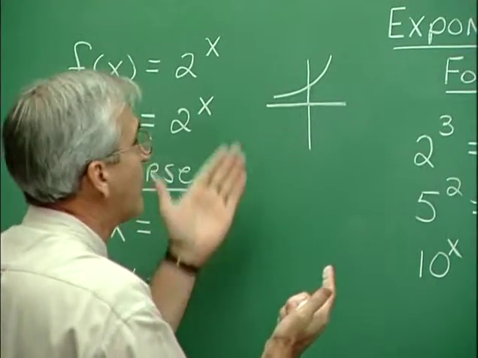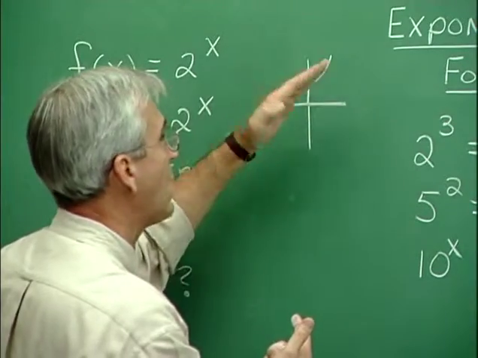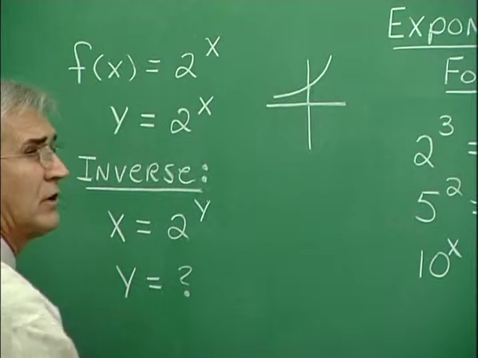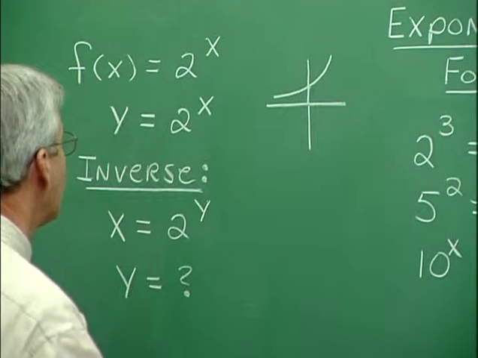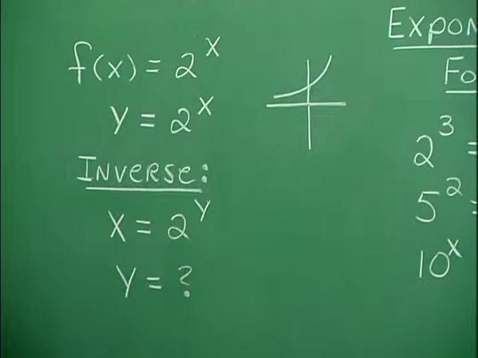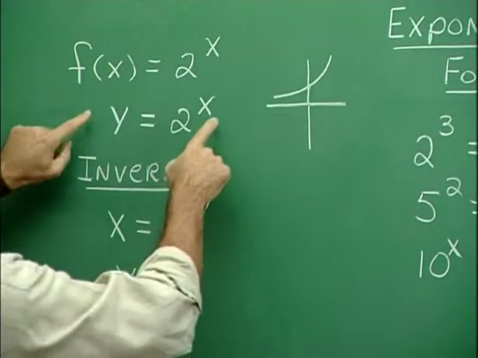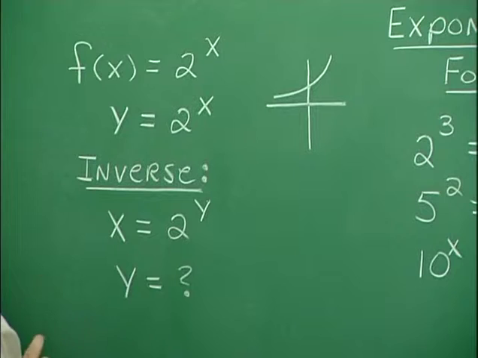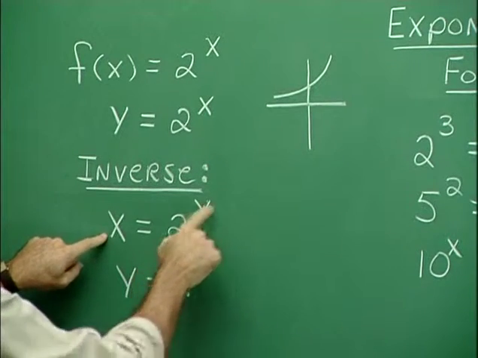even imagine its graph. We know that the graph reflects in the y equals x line, so we could even draw it here if we wanted to do that. We'll get back to the notion of the graphing in just a little bit, but let's go through the process of generating the inverse. We would write this as y equals 2 to the x, and for the inverse we would just swap the role of x and y. And we would write x is 2 to the y power.